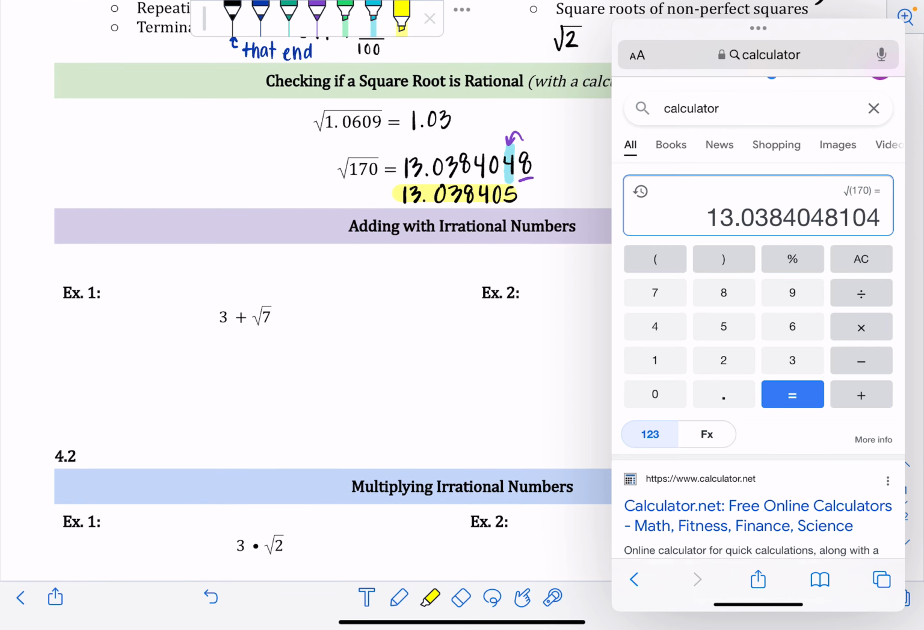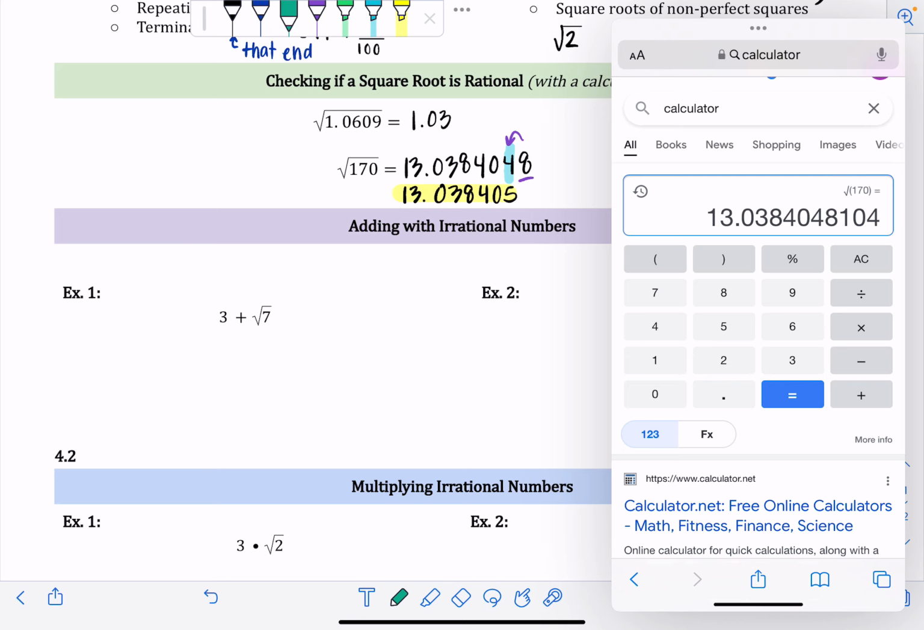Okay, the next one, adding with irrational numbers. So this whole section is pretty calculator heavy. I don't really like it because I like doing each individual step, and this feels like a lot of plugging in, but it's not too bad. So for example 1, it's 3 plus the square root of 7. And I just want to go through and practice identifying what is rational and what is irrational.